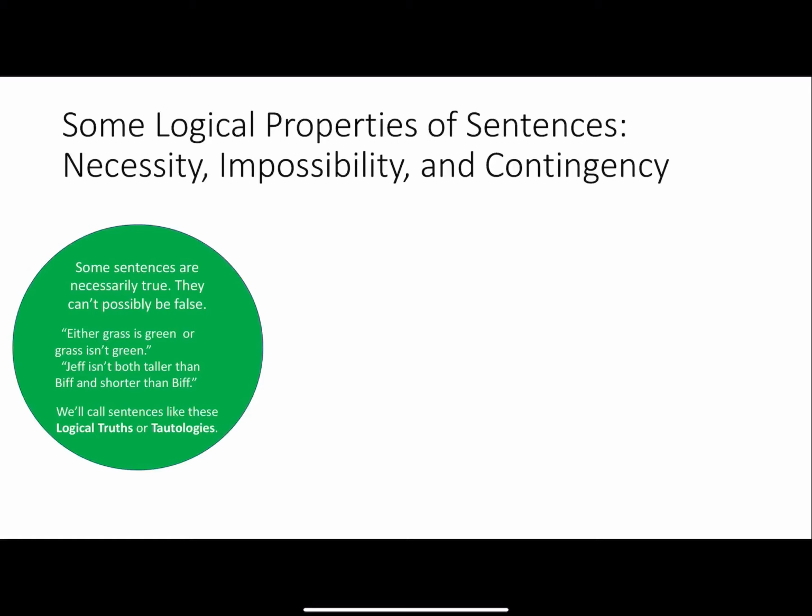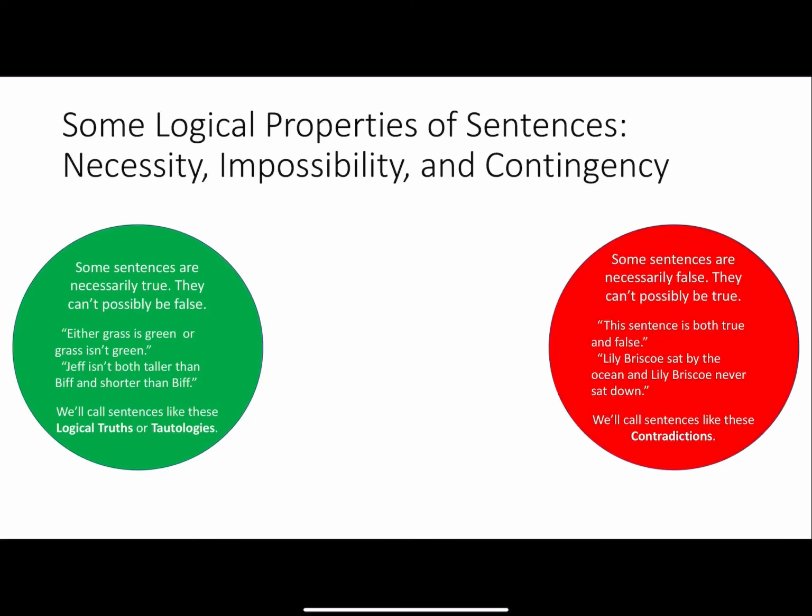Another sentence that's necessarily true: Jeff isn't both taller than Biff and shorter than Biff. There's no way this sentence can be false. It's necessarily true. We'll call sentences like these logical truths or tautologies, and we'll refer to them as being necessary.